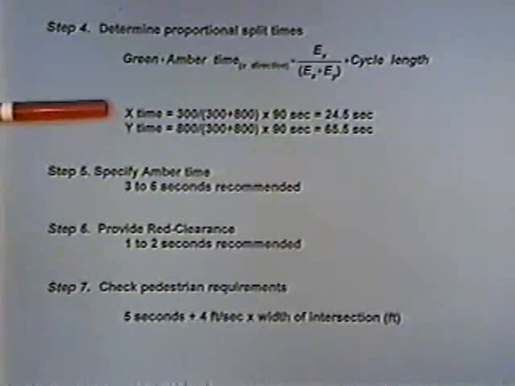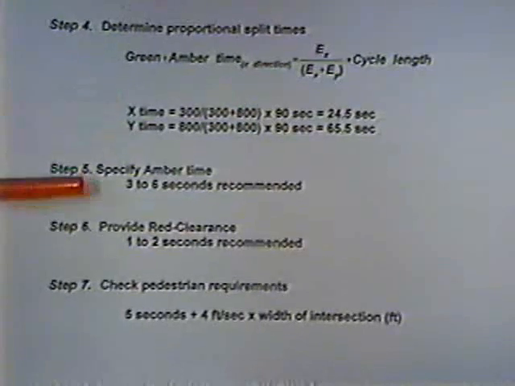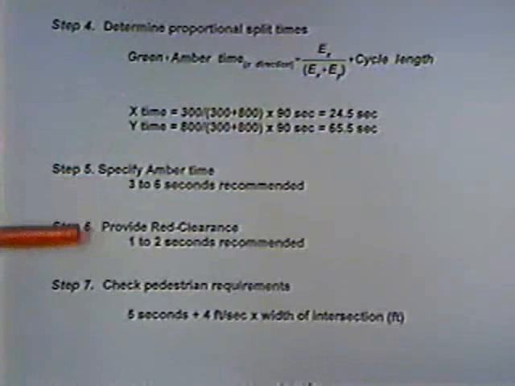That would mean that for our X street, our east-west street, we'd have 20.5 seconds of green, 3 seconds of yellow, and 1 second of all red. And for our north-south street, it would be 61.5 seconds of green, 3 seconds of yellow, and 1 second of all red. The total time then would be that 90 seconds. So we've got our green, our yellow, and any all red that we want to provide.